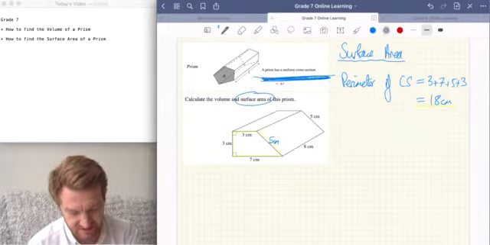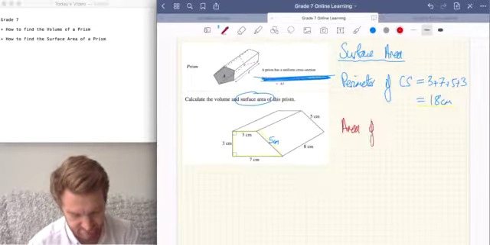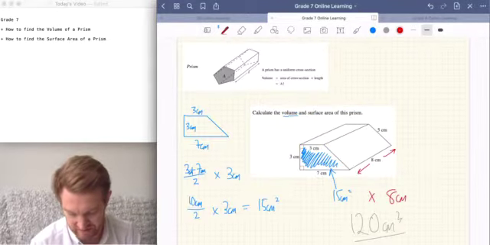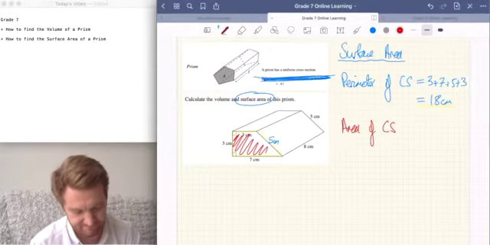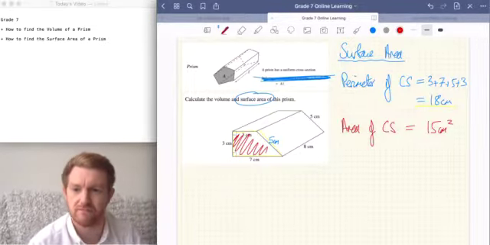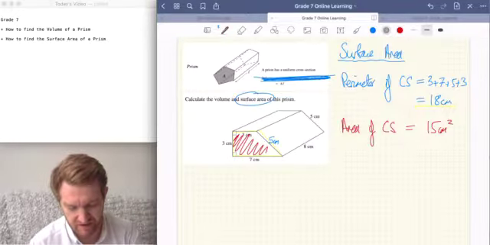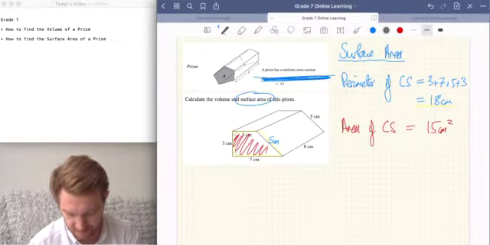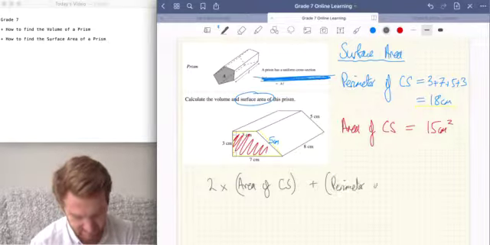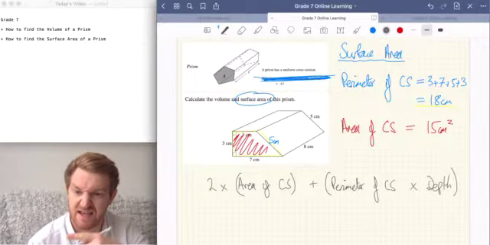Next thing we could do is the area of the cross section. So that's this one here, that's this area. And if you remember, we just did that. That was 15. If you can't remember how we did 15, rewind the video. But our formula for the whole thing is 2 times the area of the cross section plus the perimeter of the cross section times the depth, or the length in this case.